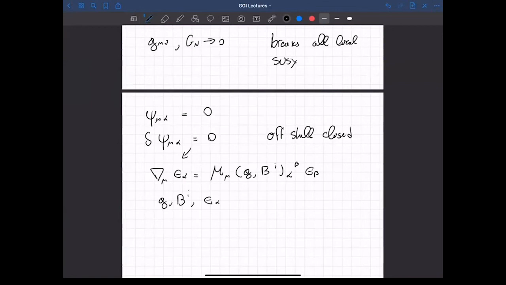This equation can be analyzed in full generality, and so by studying this you can determine all the backgrounds that you can find in the first method. So yes, this equation is called in the literature the generalized Killing spinor equation.